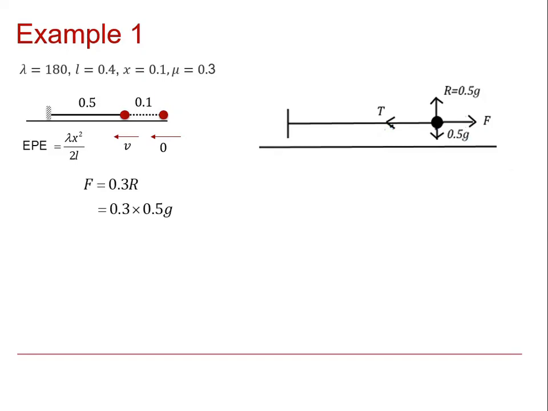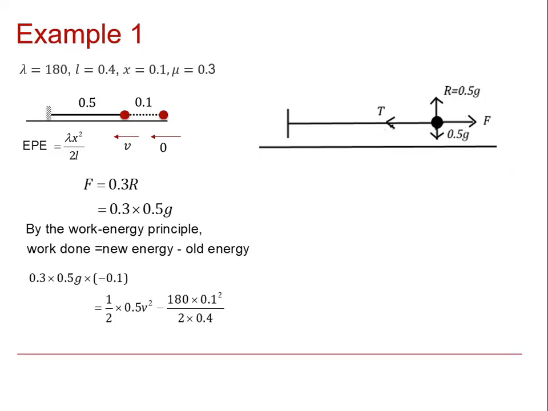So first we express the friction in terms of the reaction. It will be just the coefficient of friction times the reaction because it's sliding, so we get the maximum possible friction. The work energy principle tells us that the work done is equal to the new energy minus the old energy, so our consequent equation has on the left the force F, which we already know is 0.3 times 0.5 g, times the displacement.